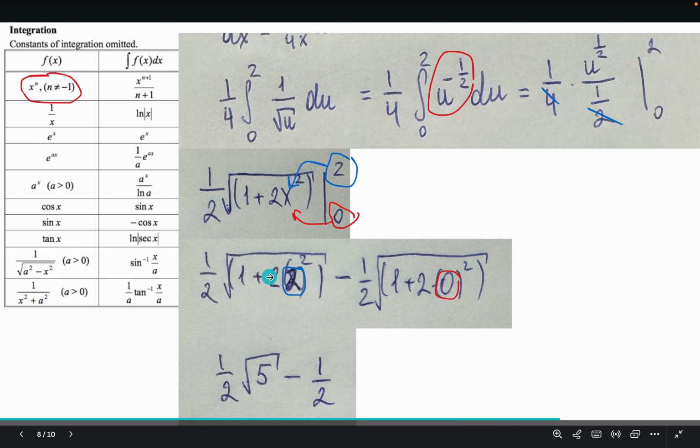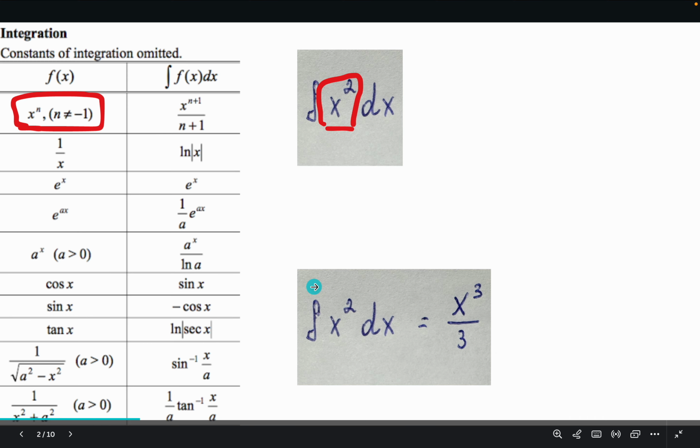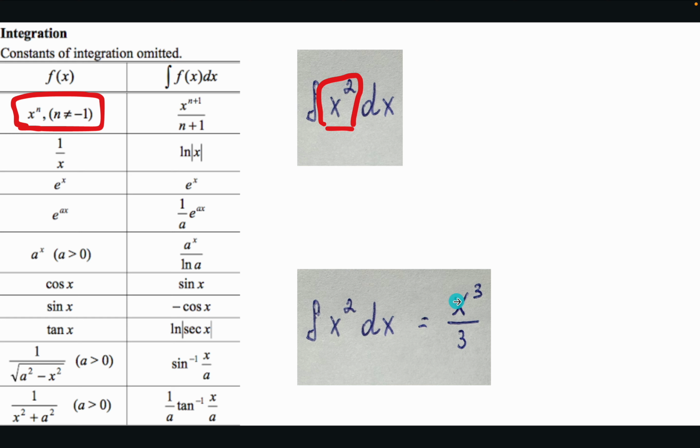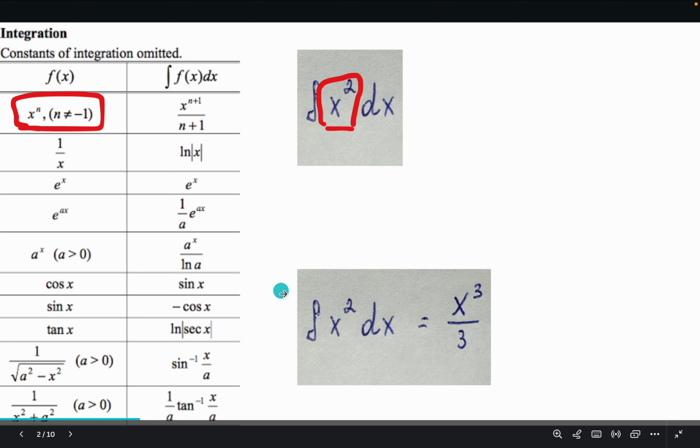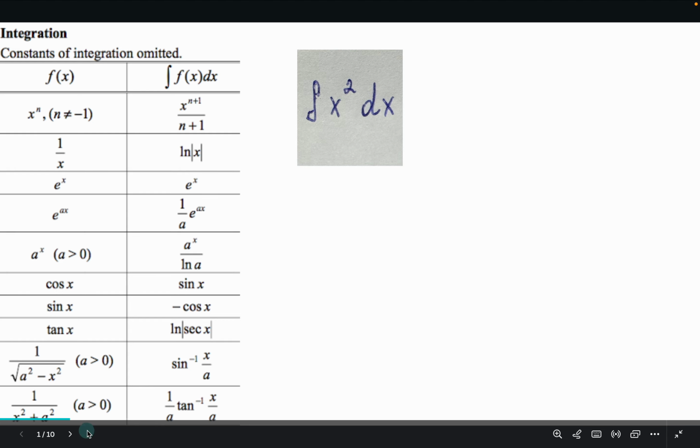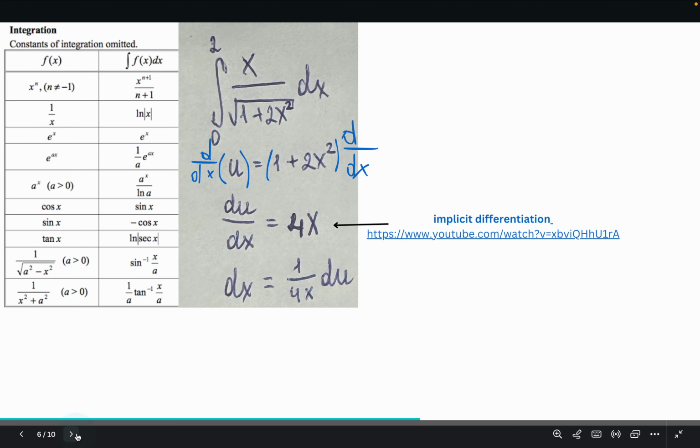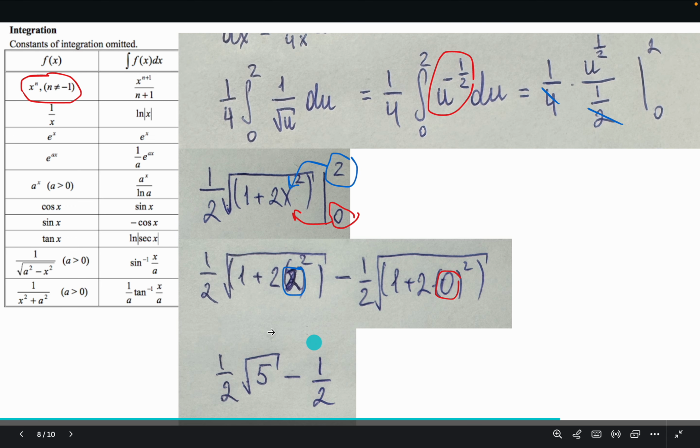And as you can see, here the final answer is some number, like a constant. And which is different from here. Here we had an expression, an expression that has x here. So it's a function, because the integral was indefinite here. But here, because we have limits, our answer is a number.